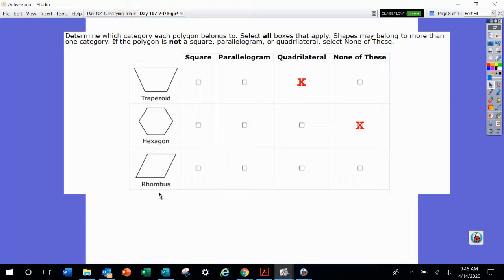Okay, let's look at a rhombus. Is a rhombus considered a square, a parallelogram, a quadrilateral, or none of these? Well, a rhombus is considered a parallelogram and a quadrilateral. This side length is parallel to this side length. This side length is parallel to this side length. So it has those two pairs or sets of parallel lines. So it's a parallelogram. It has 1, 2, 3, 4 sides. So it's also a quadrilateral.